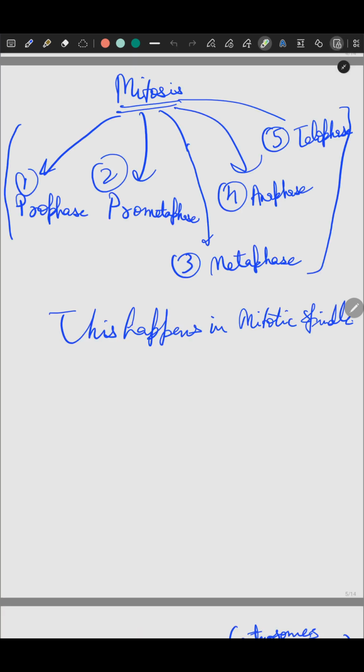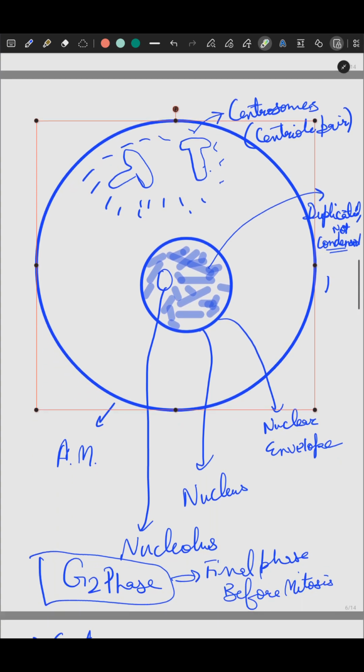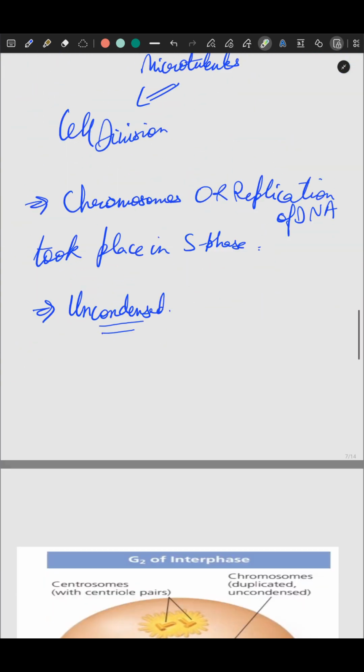So what happened in mitosis? There were five phases: prophase, prometaphase, then metaphase, anaphase, and telophase. This happens in the mitotic cycle before the mitosis, during the interphase. We'll talk about G2 interphase. For example, here it is.